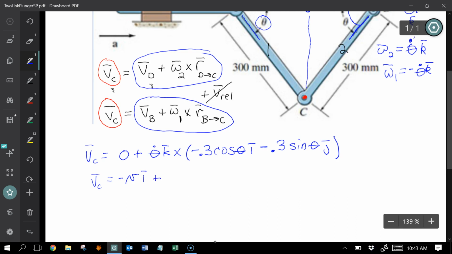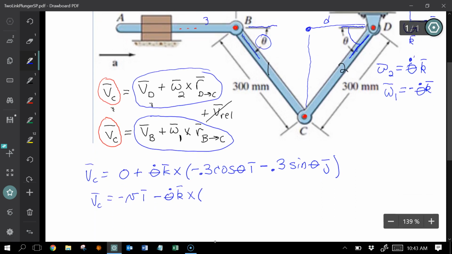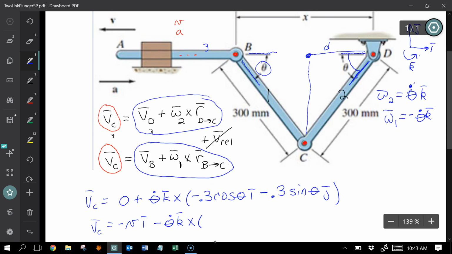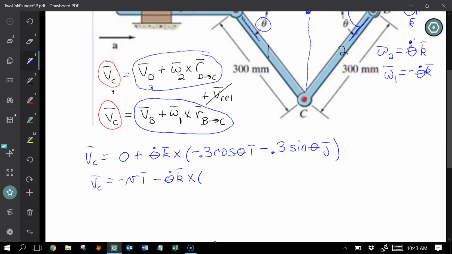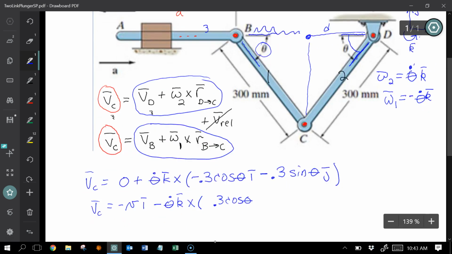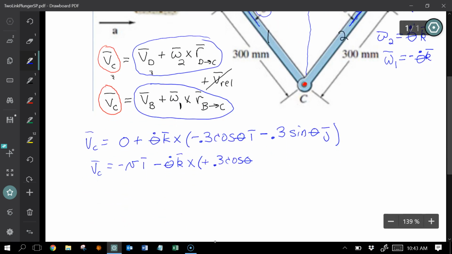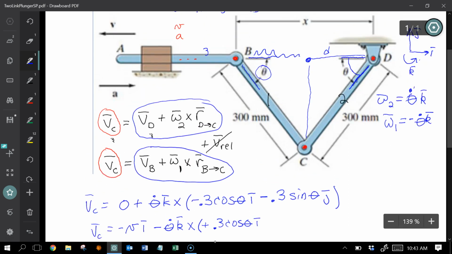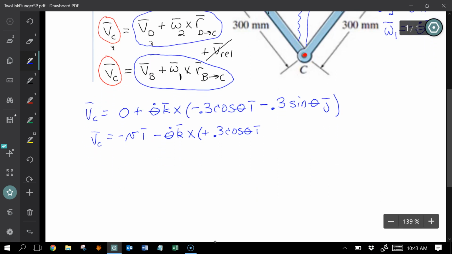The angular velocity 1 is a negative theta dot k, crossed with R from B to C, which has a horizontal distance. That horizontal distance right there is equal to 0.3 cosine theta. And it's going to the right. If you're going from B to C, you're going to go right. So that'd be a plus I. And then you're also going to go down this distance here, which is 0.3 sine theta.